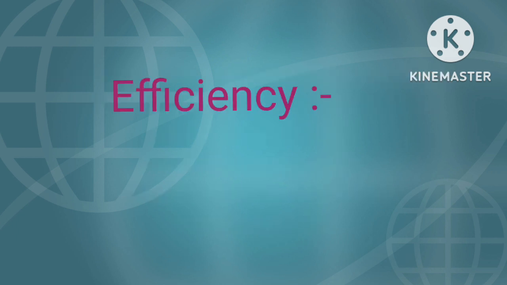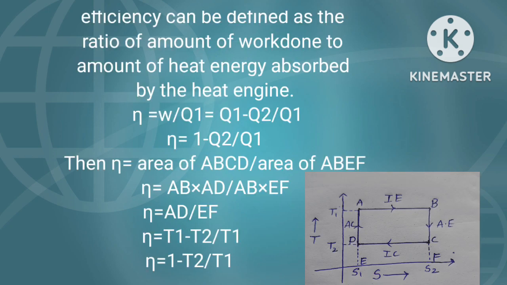Let us find out the efficiency for the TS diagram. Efficiency can be defined as the ratio of the amount of work done to the amount of heat energy absorbed by the heat engine. So, efficiency equals work done by Q1, which equals Q1 minus Q2 by Q1. Efficiency equals 1 minus Q2 by Q1.